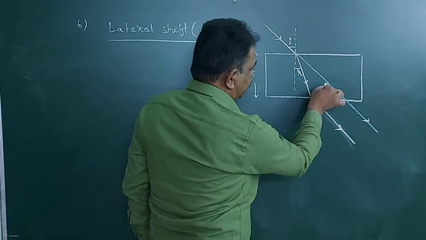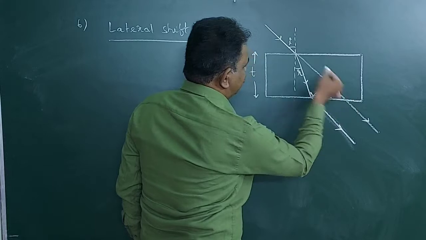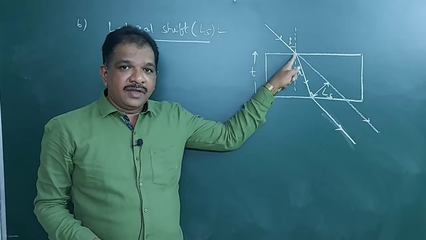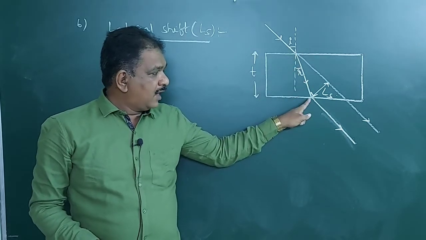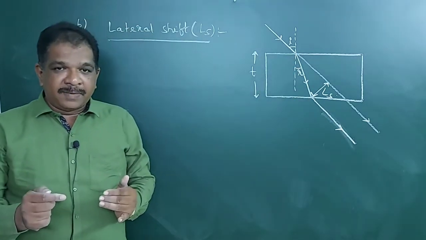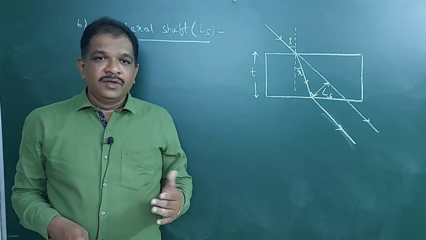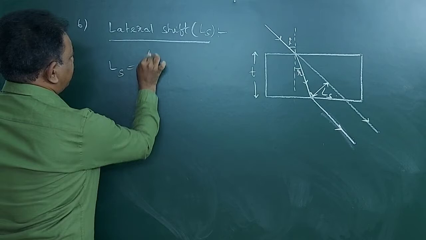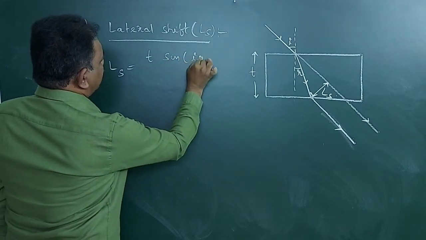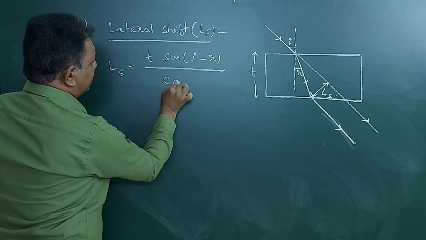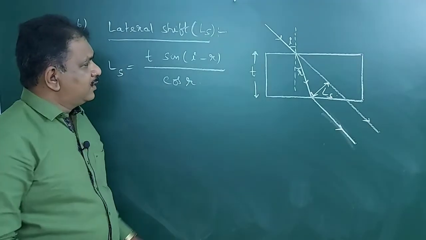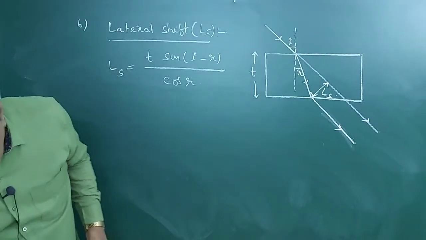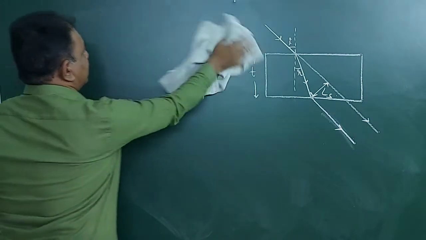This perpendicular distance will be called lateral shift. If the light ray is not bent at the refracting surface and the refracted ray, the perpendicular distance between those two will be called the lateral shift. The formula for the lateral shift will be T into sin (I minus R) by cos R. This formula we will use. T is the thickness of the glass slab. Next, normal shift problems will be there.